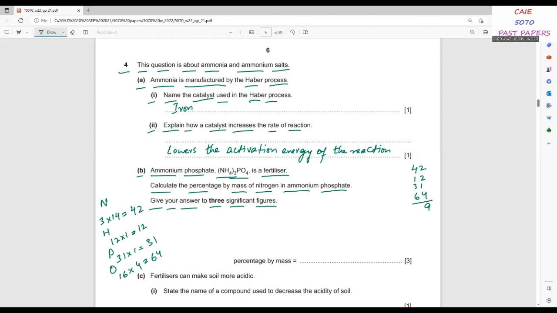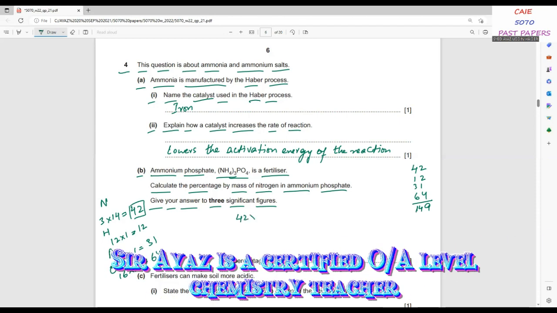9, 4 plus 1, 5, 5 plus 3, 8, 8 plus 6, 14. So 149 will be the Mr of this compound. Now I want to calculate the percentage by mass of nitrogen here. So we have 42 as the mass of nitrogen in this. So we will multiply 42 by 100 and divide the answer obtained by 149.